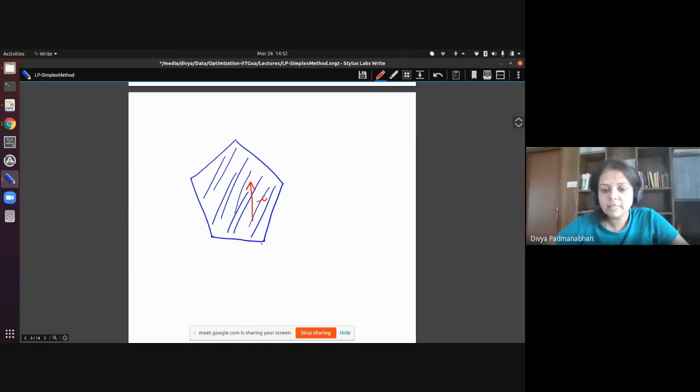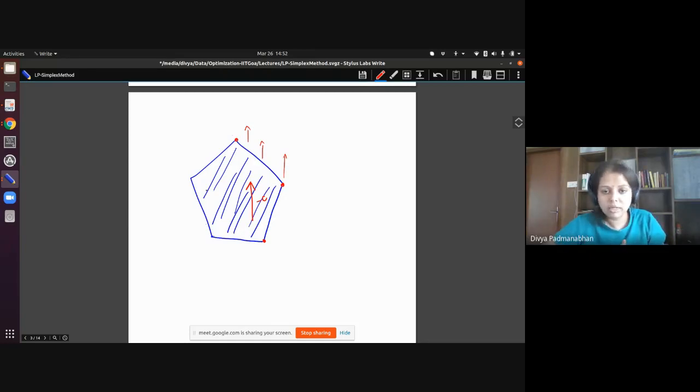If you're starting somewhere here, perhaps if you go to this vertex, you're going to have an improvement. Again, along this direction, there's going to be a component in the direction of minus c. So generally this is the direction in which you would go to get an improvement. You keep on doing this till you reach the edge of the feasible region, one end point.